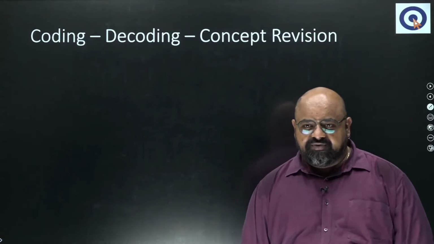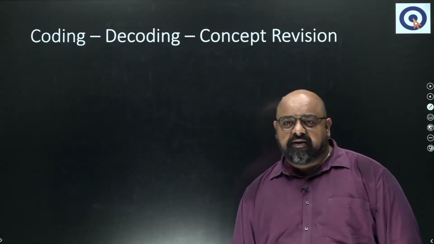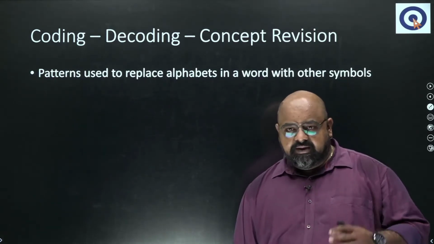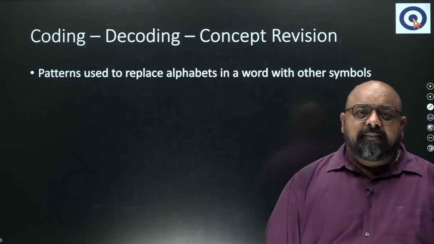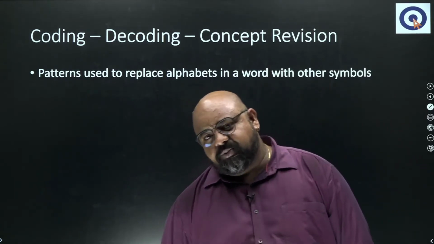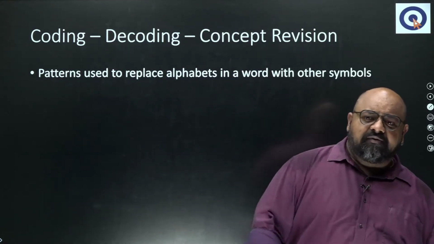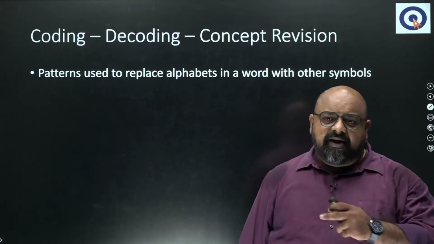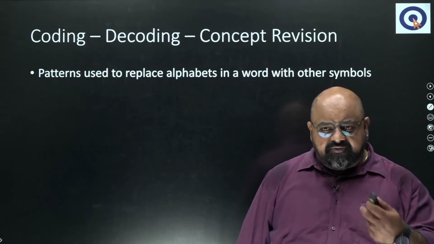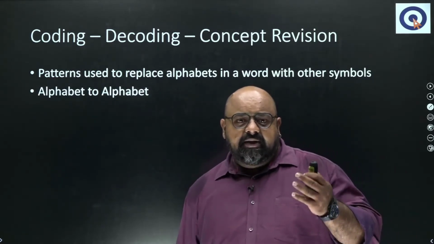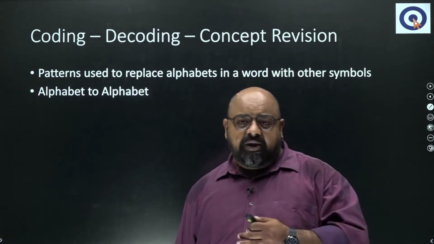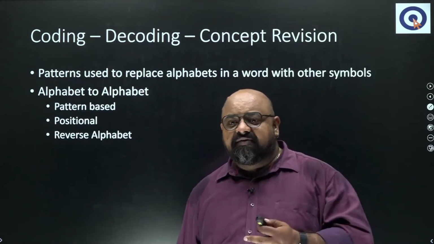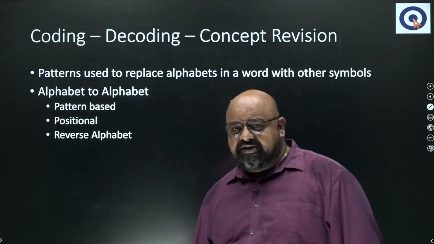The third part of the presentation is coding and decoding. Coding decoding wise, again, high probability question in the exam. Typically what you do here is you replace alphabets with alphabets or numbers or words with other words, right? So there is a pattern which is to be followed for the further words. The coding could be alphabet to alphabet, it could be pattern based, it could be positional, or it could be reverse alphabet, right? So what I'm saying here is, for example, say apple.